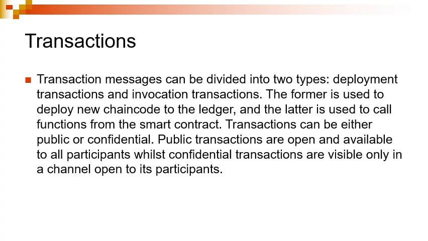Transactions can be either public or confidential. Public transactions are open and available to all participants, while confidential transactions are visible only in a channel open to its participants. So there are two types of transactions: public transactions and private transactions. Public transactions are open to all participants, and confidential transactions are visible only in a channel open to its participants.